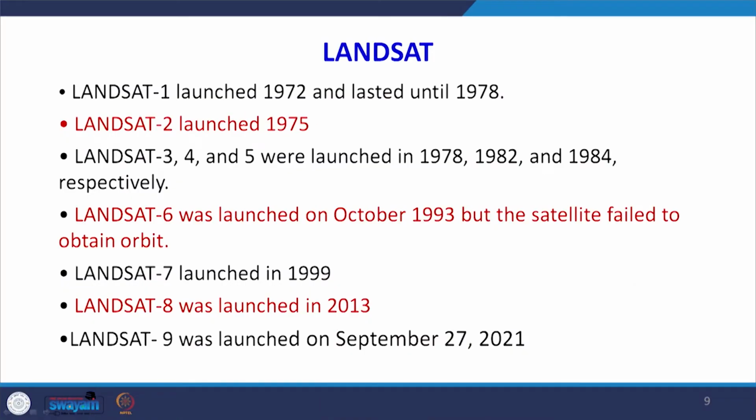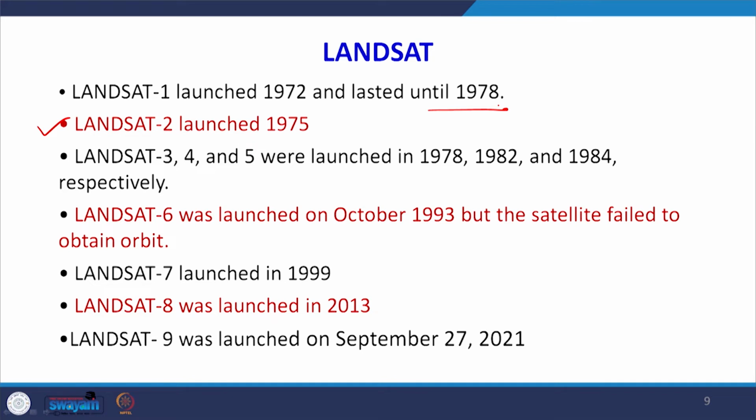If we look at a little history now, it is a series of satellites. After Landsat 1, Landsat 2 was launched in 1975. If you remember, I told you that 5 years is the design life, so we have to launch the next satellite prior to 5 years so that the continuity of the data is maintained. Landsat 2 was launched in 1975, although Landsat 1 continued till 1978, 6 years of life.